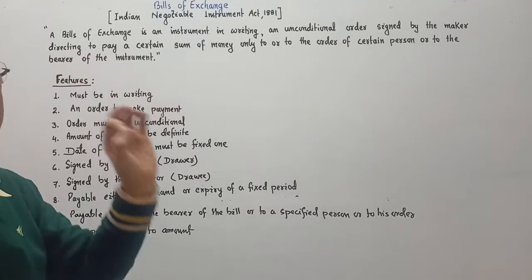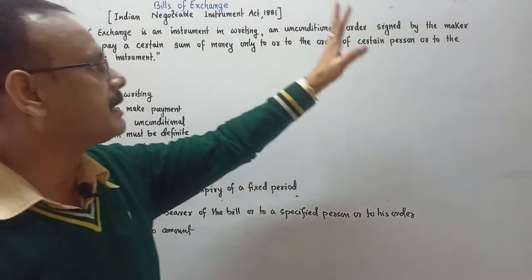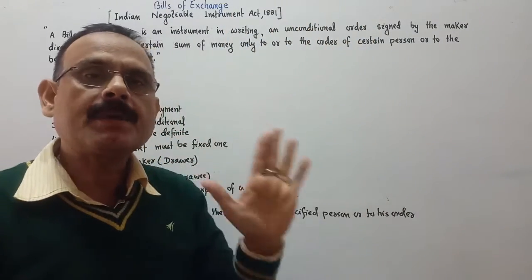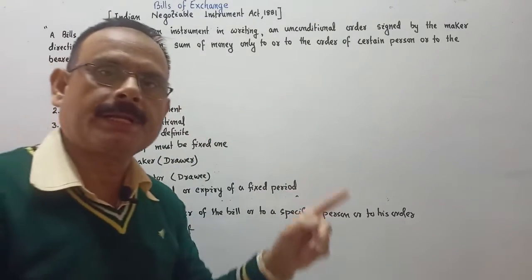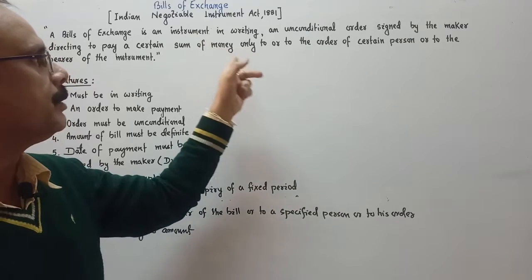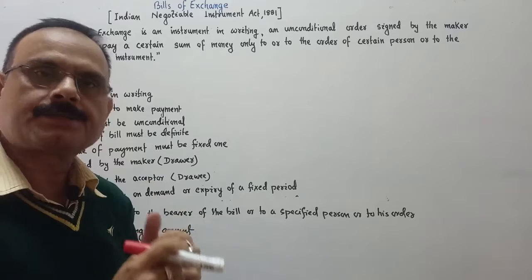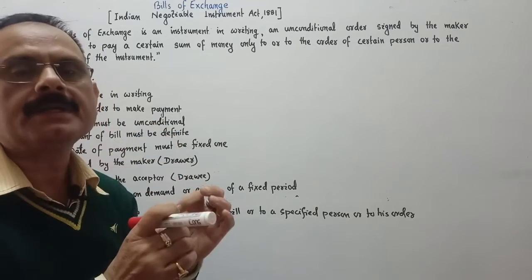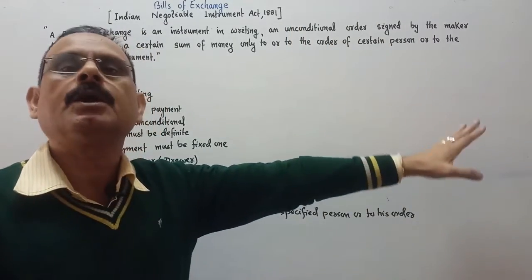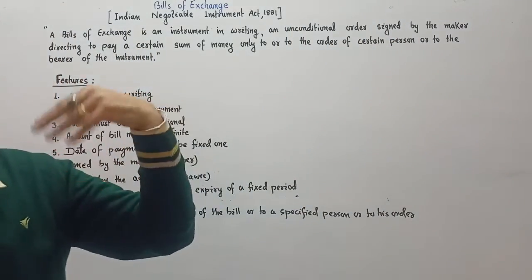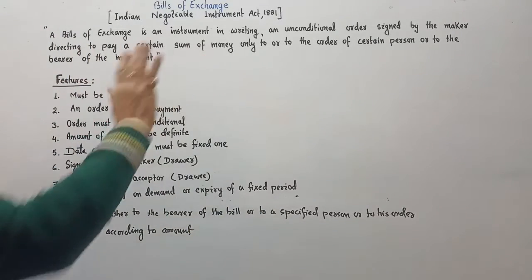So bills of exchange is an instrument in writing, an unconditional order signed by the maker directing to pay a certain sum of money, to whom? Money only to, means only to the drawer, means creditor, or to the order of a certain person, or to the bearer of the instrument. So this is the definition of bills of exchange.